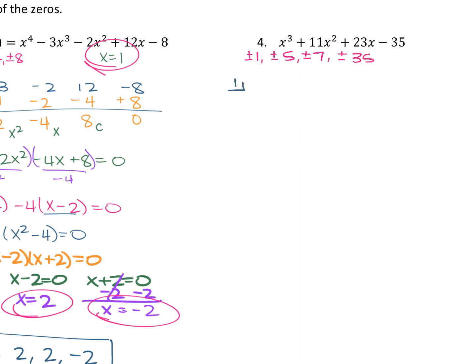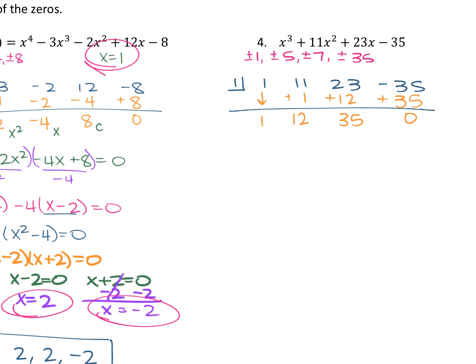If we start with 1, you're going to have 1, 11, 23, and negative 35 on the inside. Your 1 drops down, times 1 is 1, plus 11 is 12, times 1 is 12, plus 23 gives us 35, times 1 is 35. We subtract 35 from that, and that gives us 0. So that 1 is a solution.